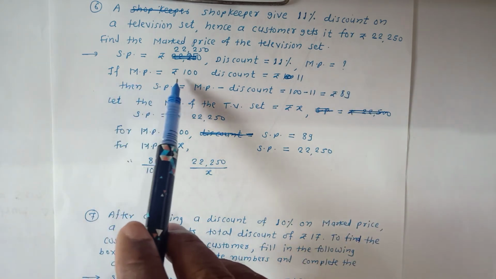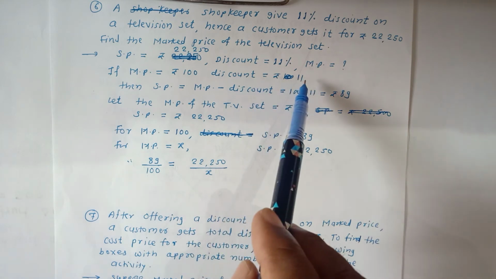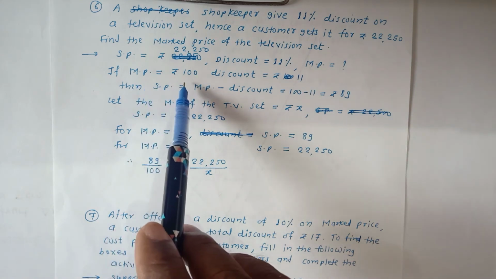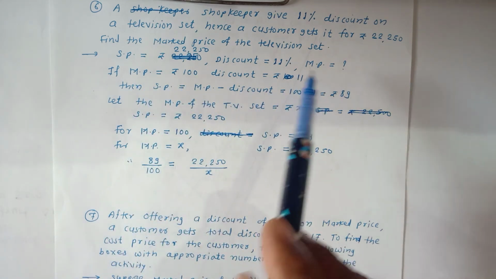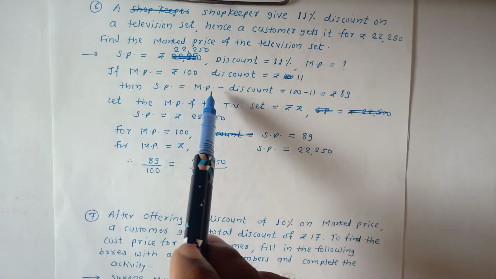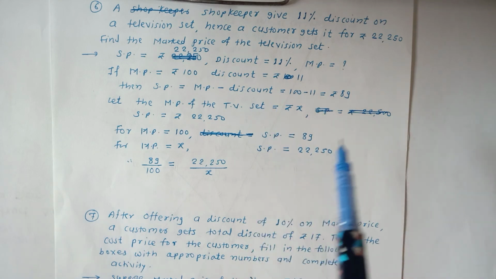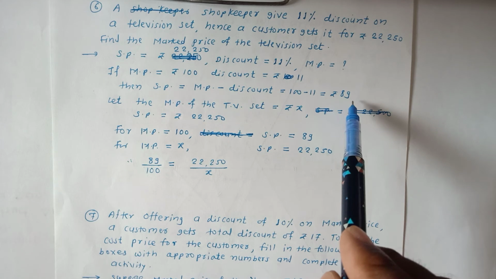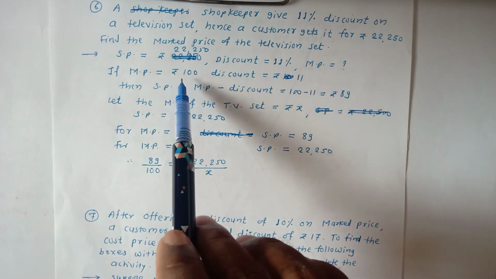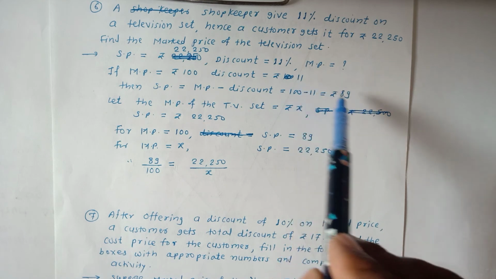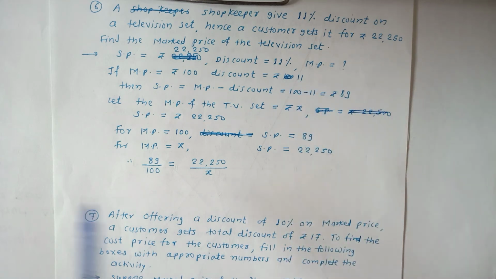If MP is 100, then discount is 11%, means discount will be 11. If we take mark price as 100, then discount will be 11. Then what will be selling price? Selling price is equal to mark price minus discount. So mark price is 100 and discount is 11, then it will be 89. So on mark price 100, discount is 11 and selling price will be 89.